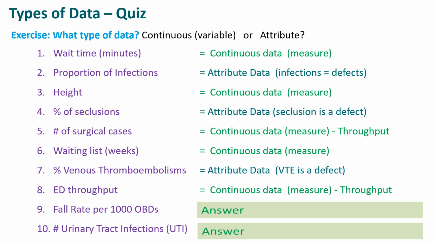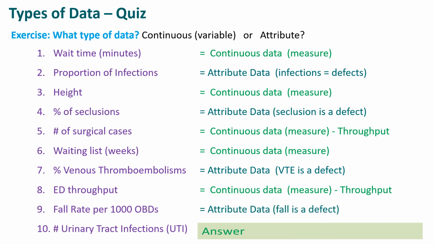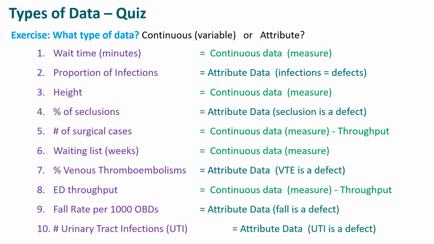Falls per 1,000 occupied bed days. Is this continuous data or attribute data? The answer is, it's attribute data as fall is seen as a defect or a non-conformity. And number of urinary tract infections. Is this continuous data or attribute data? And the answer is, it's attribute data as UTIs are seen as defects or non-conformities.